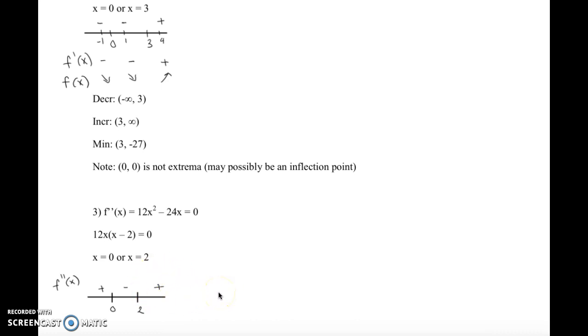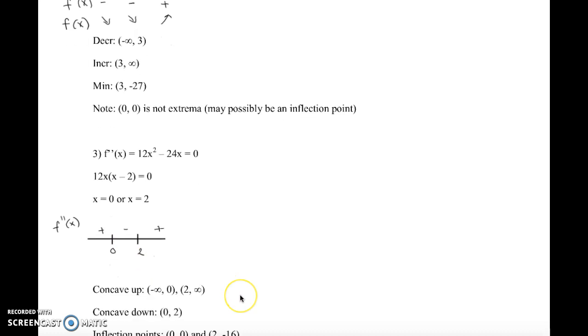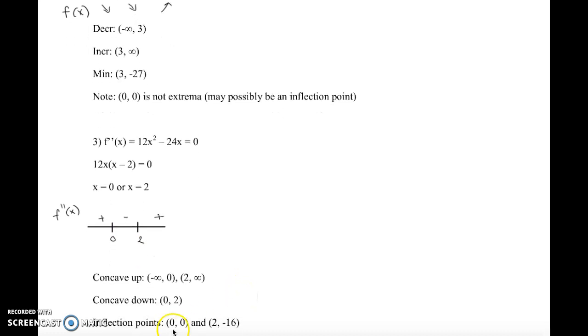All right, so this graph is doing a little bit of turning. It's going to be concave up from -infinity to 0. It's also going to be concave up from 2 to +infinity. And it's going to be concave down in between 0 and 2, so from 0 to 2. So our (0, 0) was indeed an inflection point, as well as our x equals 2, and we plug that in to our original function, and we'll get our -16.